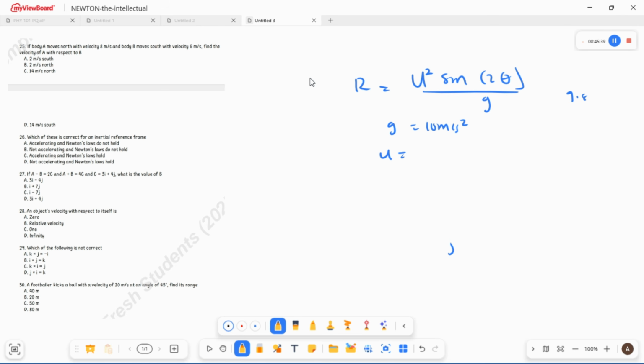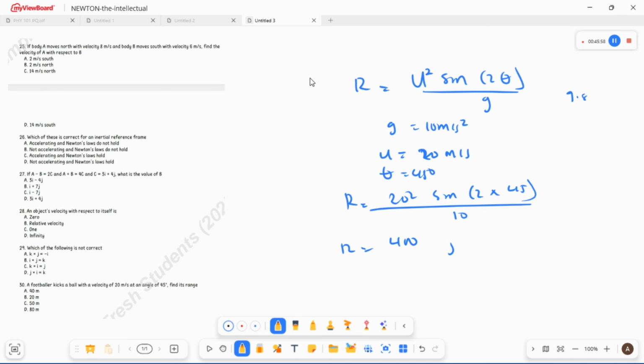Now, u is equal to what? u is going to be 20. That's our initial velocity, which is what they gave us in the question, 20 meters per second. And our theta is 45 degrees as said in the question. So R is equal to u squared, which is 20 squared, sine 2 times 45, all over 10. So R equals 20 squared, which is 400, sine 90 over 10. And sine 90 is equal to what? 1. So we have 400 times 1 over 10. So our range is equal to 40 meters. Option A. Very, very simple stuff.